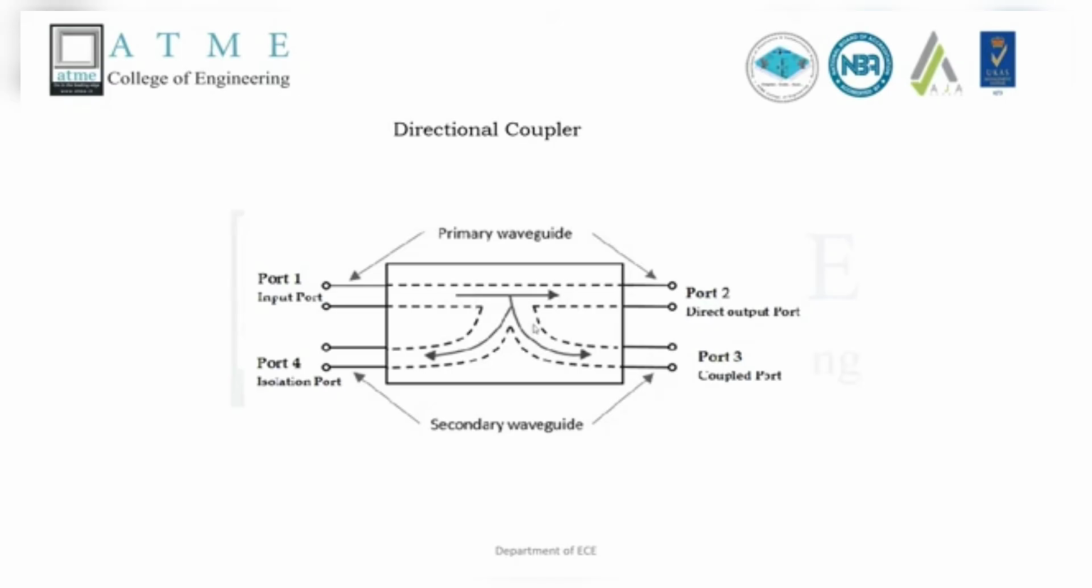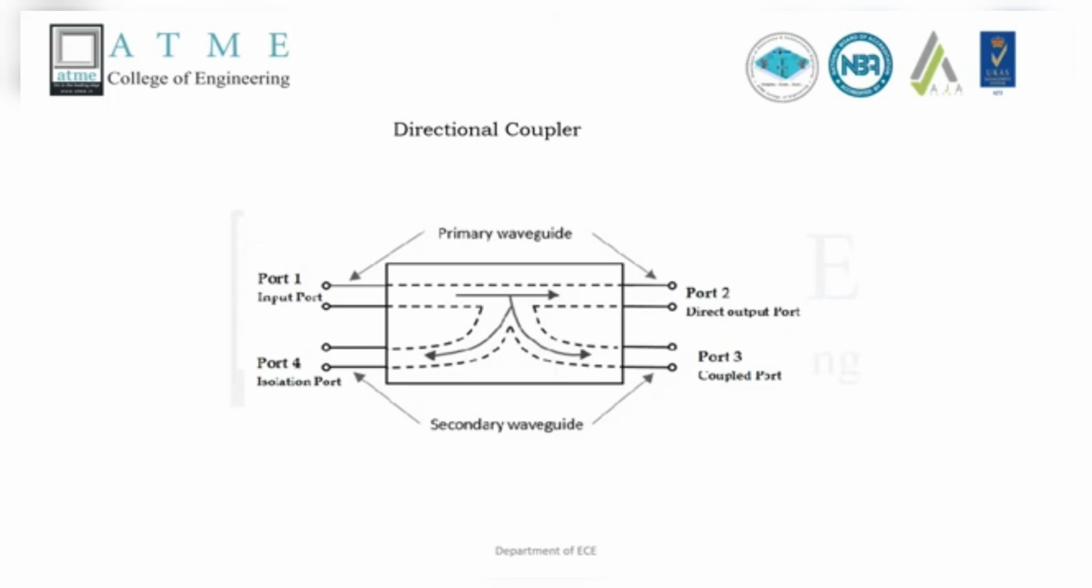And this figure shows the schematic of a directional coupler, which has a primary waveguide as well as a secondary waveguide. So you can see over here that port 1 is used as an input port, port 2 is used as a direct output port, port 3 is a coupled port, and port 4 is an isolation port.